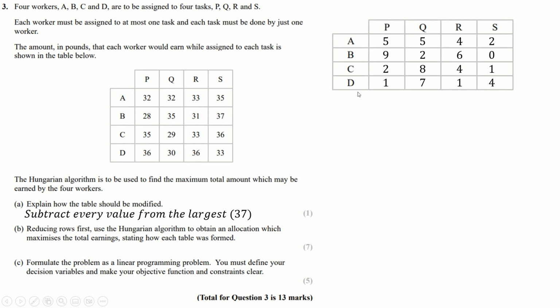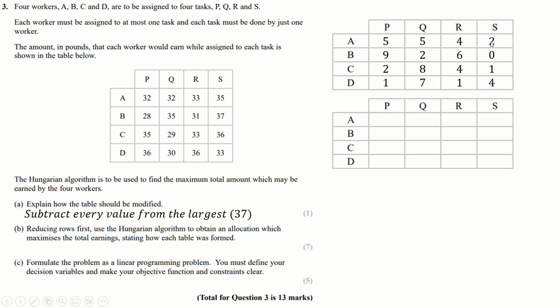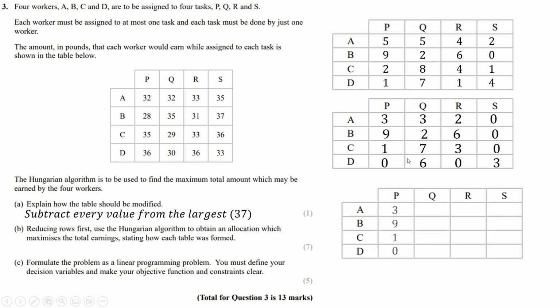Because you've almost flipped the problem over, maximizing this is equivalent to minimizing this. And the Hungarian algorithm minimizes, so that's what we'll do from here. We'll reduce the rows first. The smallest number in this row is 2, so take 2 from all of that row. Take 0 from this row, take 1 from that row, take 1 from that row. Then we'll do columns, so take 0 from this column, take 2 from this column, then take 0, take 0.